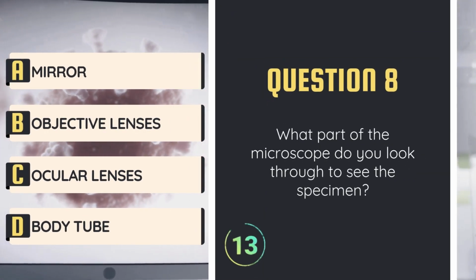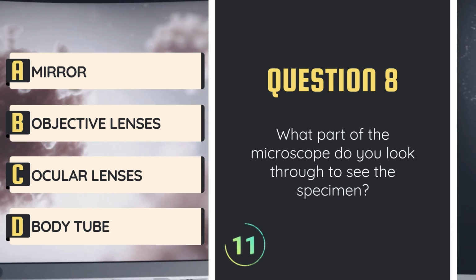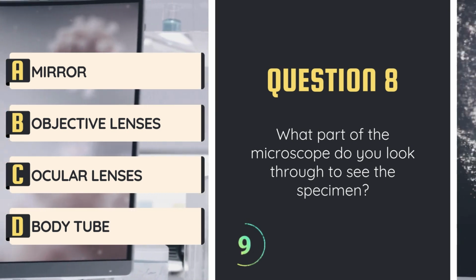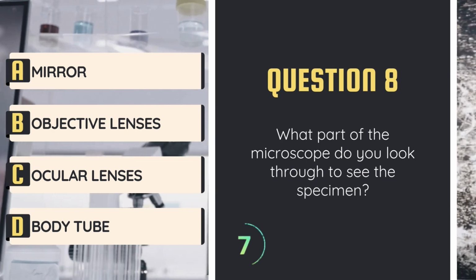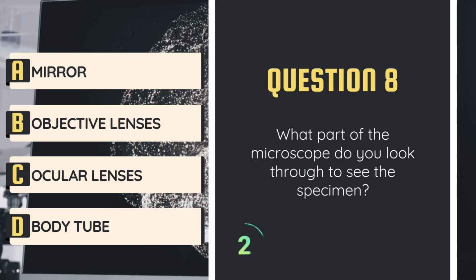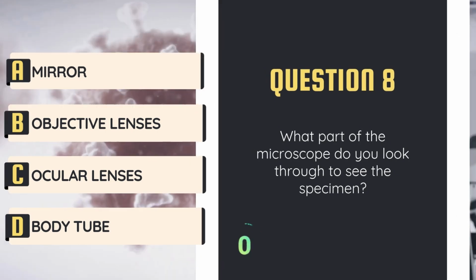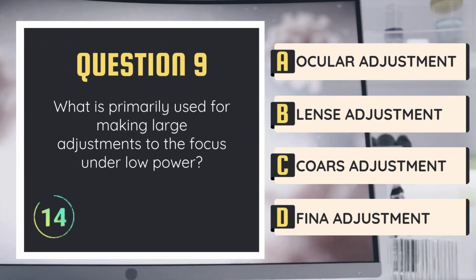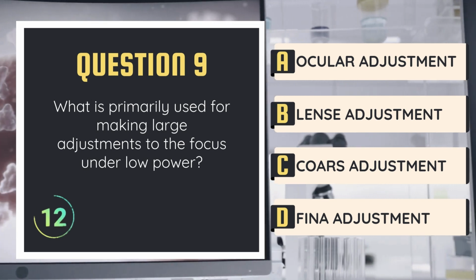What part of the microscope do you look through to see the specimen? What is primarily used for making large adjustments to the focus under low power?